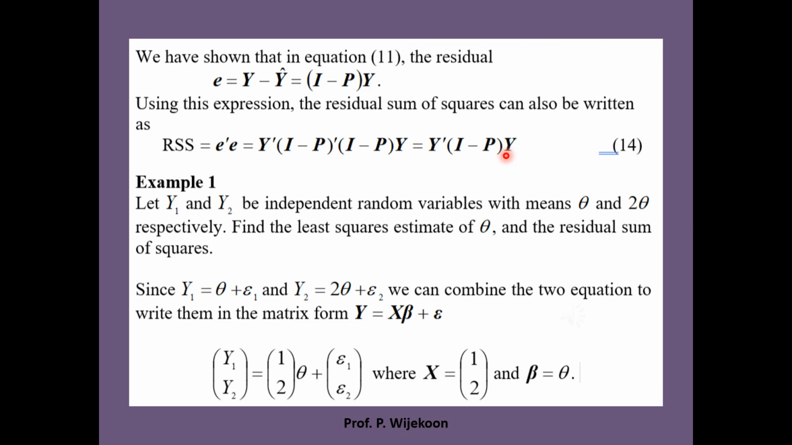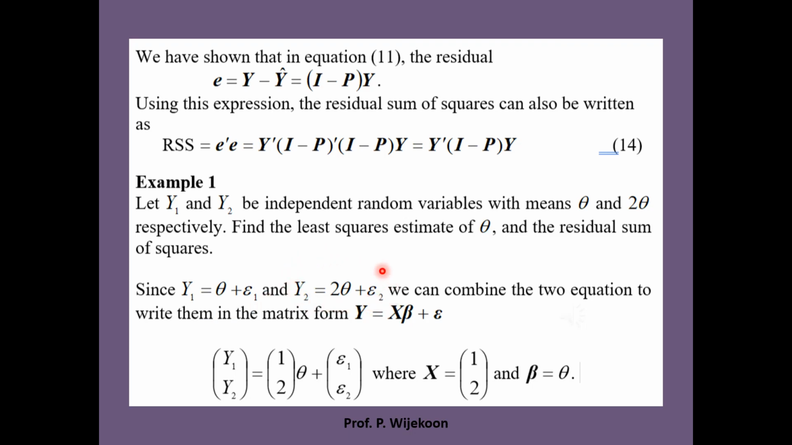Now we do this simple example. In this example, we have two independent random variables, y1 and y2, with means theta and 2 theta respectively. We will find the least squares estimate of theta and the residual sum of squares. By using the respective means, first we write the regression equations for each y variable.